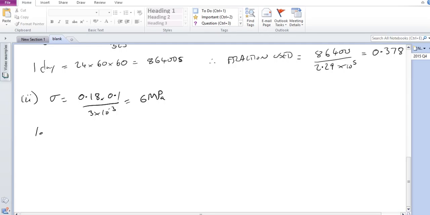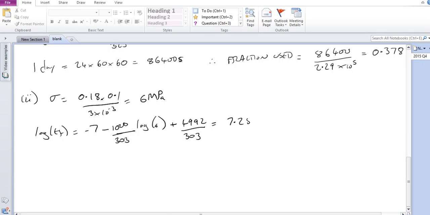And what we then have is the log of time to failure is minus A plus B, which is minus 1000, divided by the temperature, here we're at 303, 30 degrees, log of 6 as the stress, plus C, 4992, over the temperature, 303. And that lot equals 7.285. So the time to failure here is 1.927 times 10 to the 7 seconds.